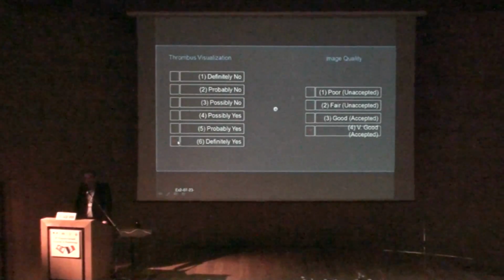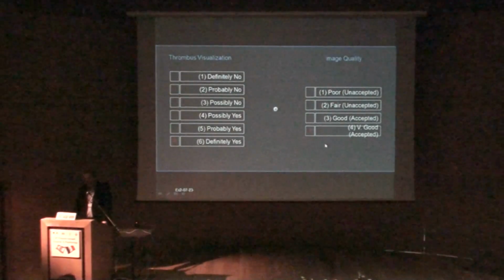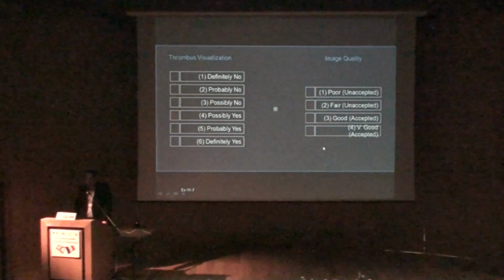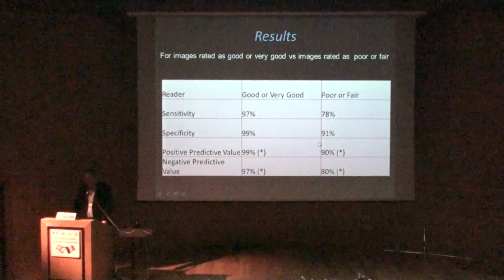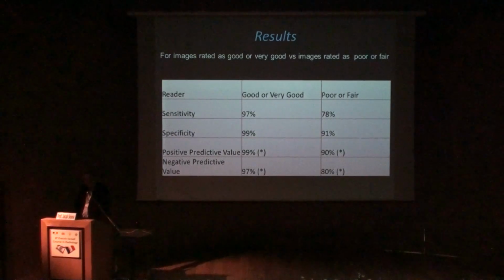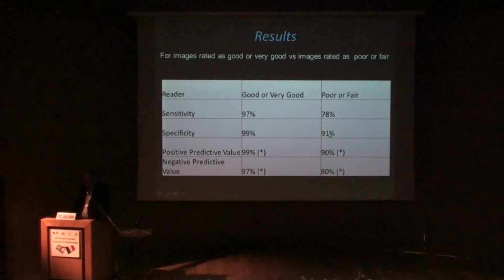So in this case, there is a definite filling defect, and the image is good. Here there is no thrombus, and over here, maybe yes, maybe no. We don't know, and we judged the images. So if the images were good, the sensitivity and specificity were very high, 97, 99. And if the images were poor or fair, the sensitivity and specificity went down to 78 and 90.